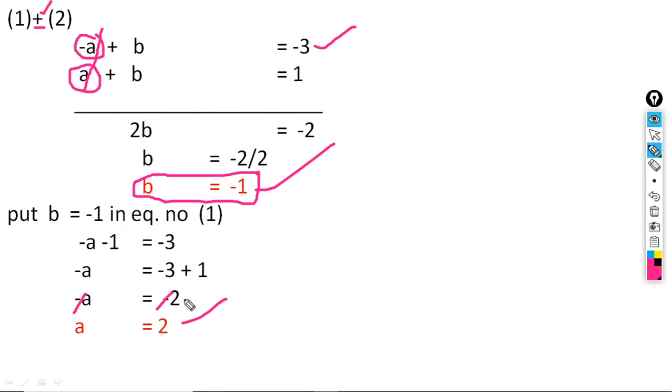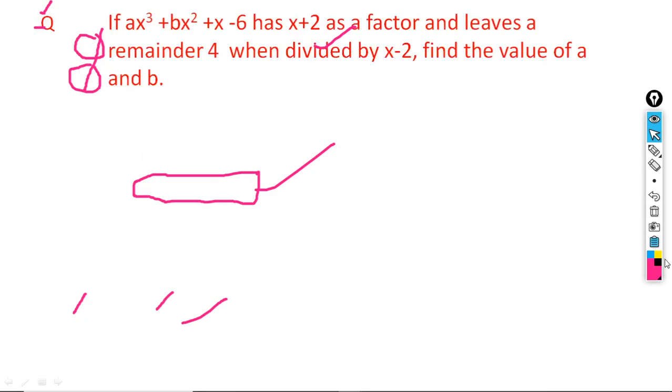So these are the two unknown constants we have, b and a, which we found here: minus 1 and 2. Now, let us discuss one more problem of the same kind, then this will be more clear to you. Let us try another problem.